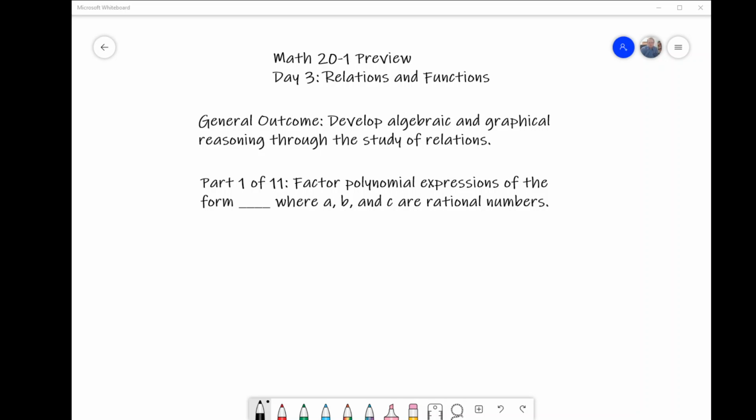So the first part of our 11-part series on relations and functions is a rather lengthy one. The general outcome for this entire unit is develop algebraic and graphical reasoning through the study of relations. And the first specific outcome is factor polynomial expressions of the form blank where a, b, and c are rational numbers. Now the curriculum does not have this as a blank.